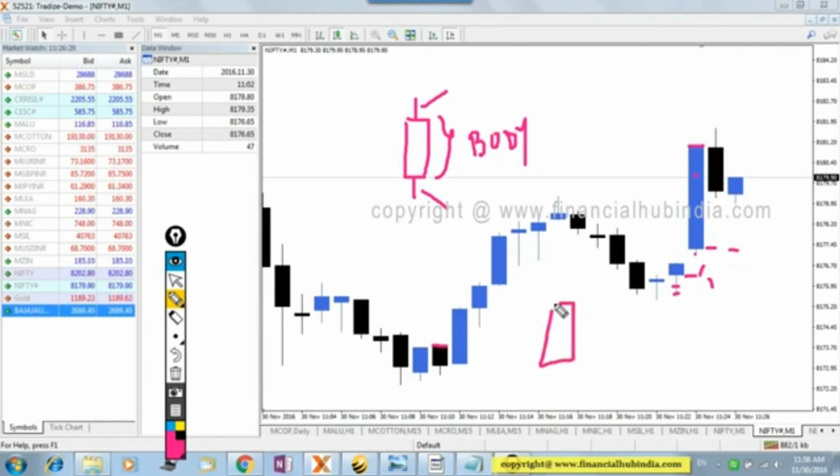If you have a candle like this, it means where the market opened, that is the lowest point. Price didn't fall below the opening, and where it closed, that is the highest point. Price didn't go beyond where it reached. So the opening price equals the low price, and the closing price equals the high price.